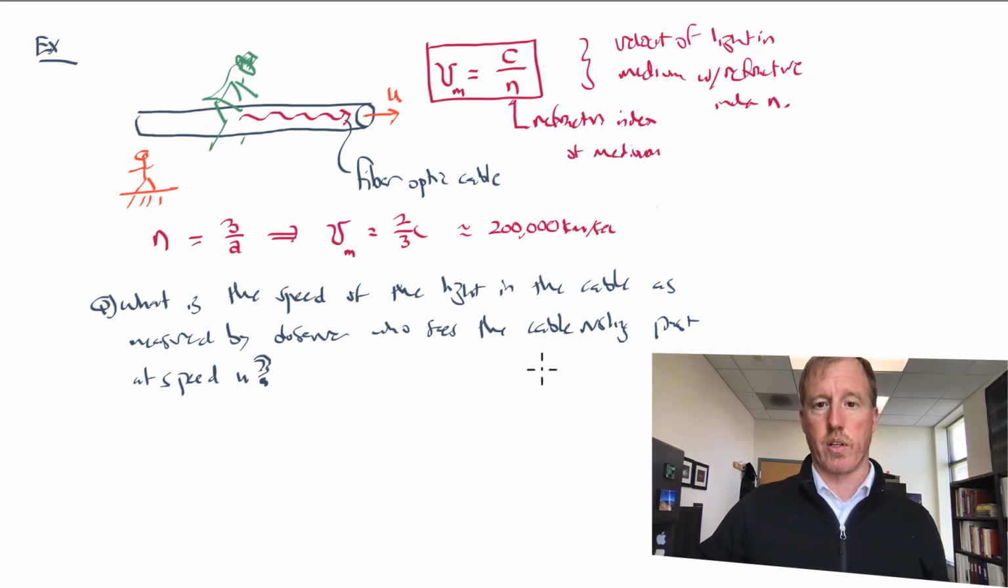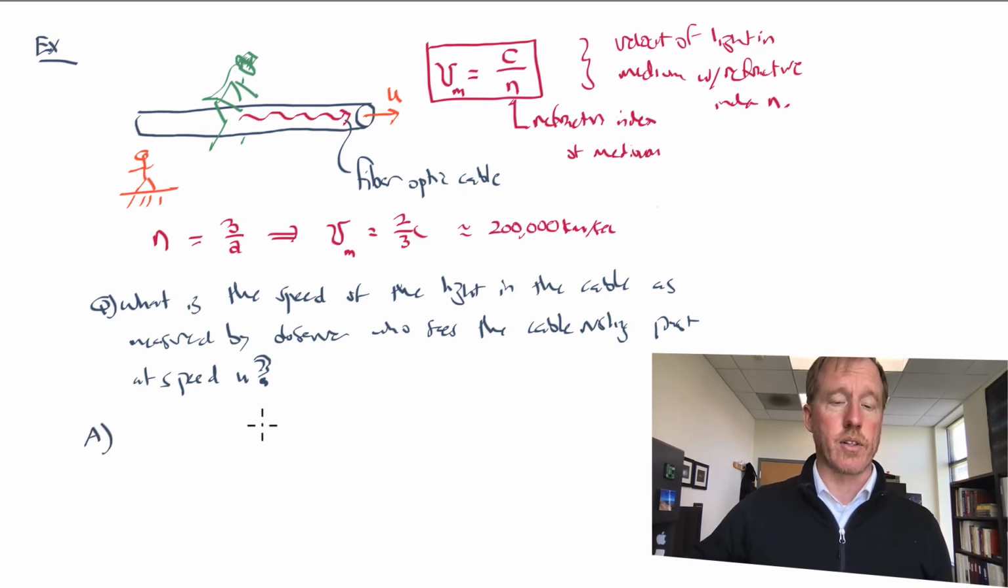experiment very similar to this that was carried out by a man named Fizeau, who was watching not a gnome riding on a fiber optic cable with light inside, but rather light traveling through water, and the water was flowing through a pipe at high speed. Okay, so it's a similar example, and that was one of the experiments that seemed to support early on Einstein's theory of relativity. Okay, so how do we answer this question?